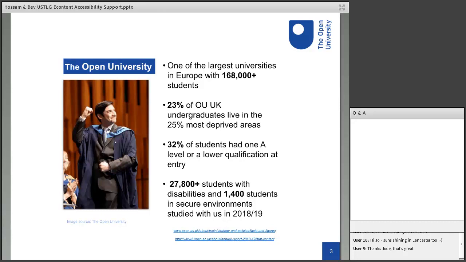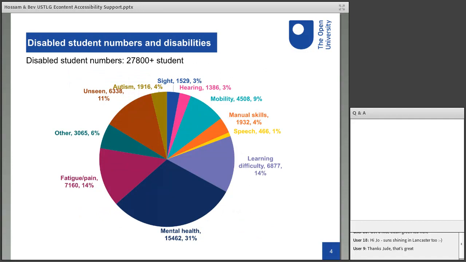And we have 1,400 students who are studying from a secure environment. That could be a prison, a secure hospital, or any other secure environment. And the key figure for us is the 27,800 disabled students, or those who chose to declare a disability.